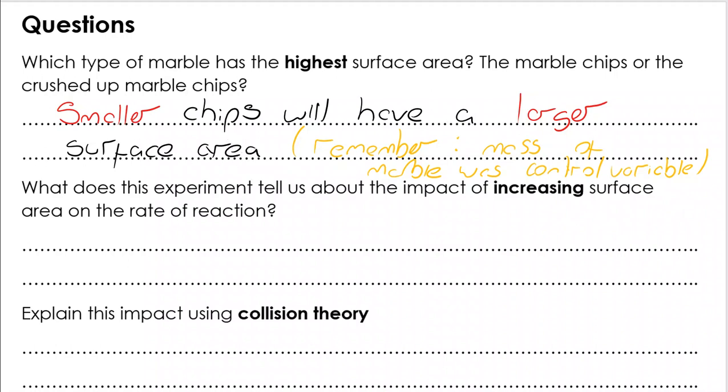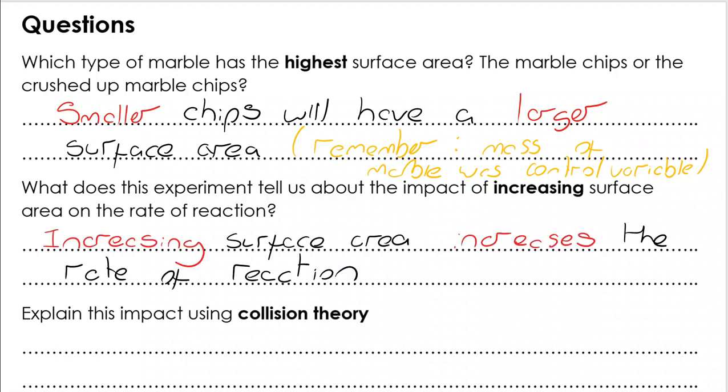So the mass of the marble was a control variable, so there is much more surface area exposed for the same mass. What does this experiment tell us about the impact of increasing surface area on the rate of reaction? Again, this isn't new information, but we're reinforcing it. Increasing surface area increases the rate of reaction. We can actually go further and say that doubling surface area doubles the rate of reaction. More on that later.